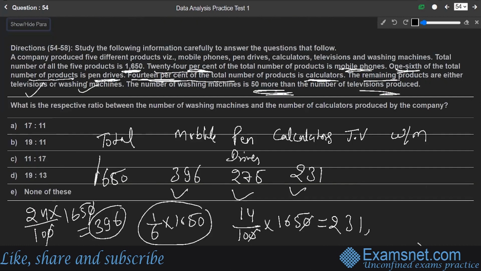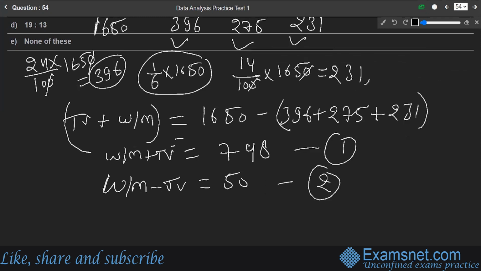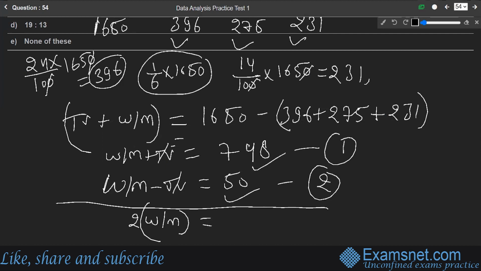But he has stated one equation that the number of washing machines is 50 more than the number of televisions. So clearly washing machine minus TV value is 50, and washing machine plus TV value is 748. So we have got two equations with us. For solving, we can simply add these two equations. If we add them, the TV and TV get cancelled. We get twice the washing machine value as the sum of 748 plus 50, that is 798. So clearly the value of washing machine is half of 798, which is 399.